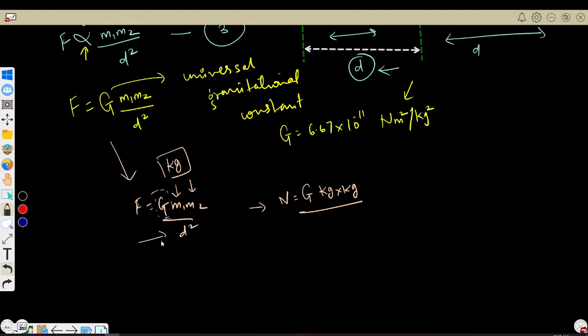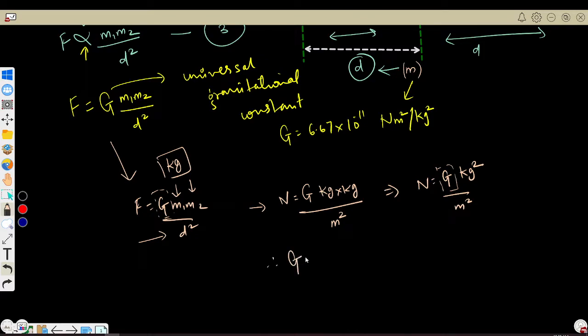Now if you look at this d, d is nothing but the distance between the two bodies, and distance is measured in terms of meters when we talk about SI unit. So here we have square of the distance, so we will write m square. If you solve this, Newton is equal to capital G, kg into kg will be written as kg square upon meter square. Now we are only concerned with the capital G, so we will shift the rest of the terms.